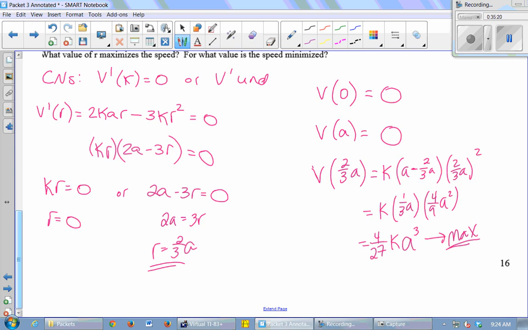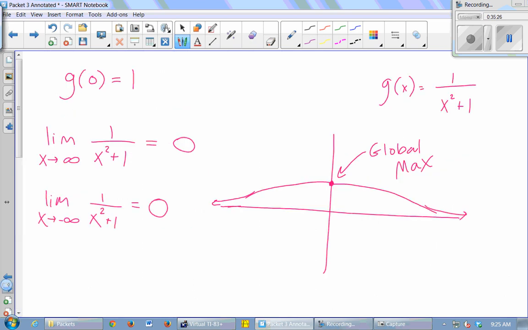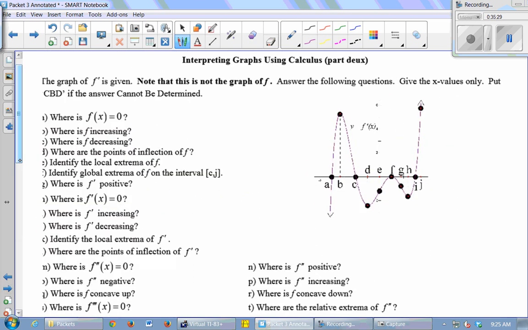All right, so I have this: interpreting graphs using calculus part 2. Okay, so this is similar to the activity I had you work on last class, except this time that function that I gave you is f prime, not f. So last class we went off the assumption that this was the graph of f, and you answered all these questions about f, f prime, f double prime, f triple prime. Now I'm giving you a graph of f prime, and you're going to answer questions about f, f prime, f double prime, and f triple prime. Okay, so you can work on that.